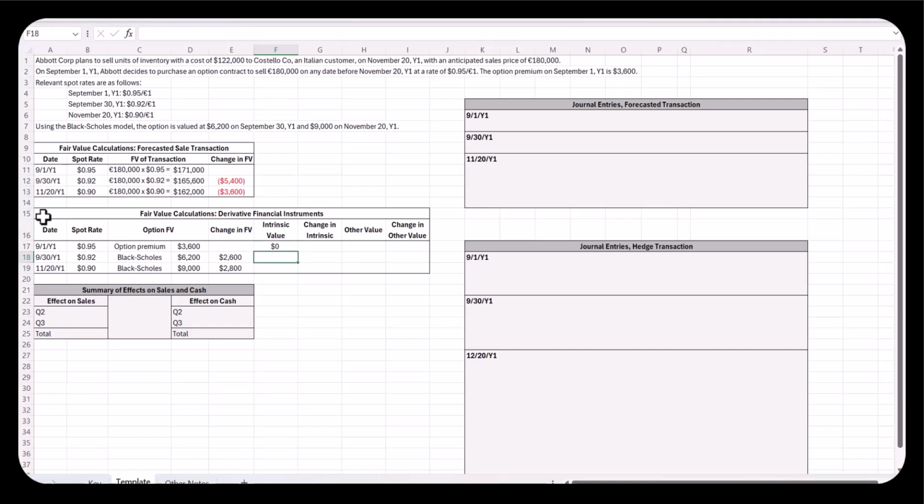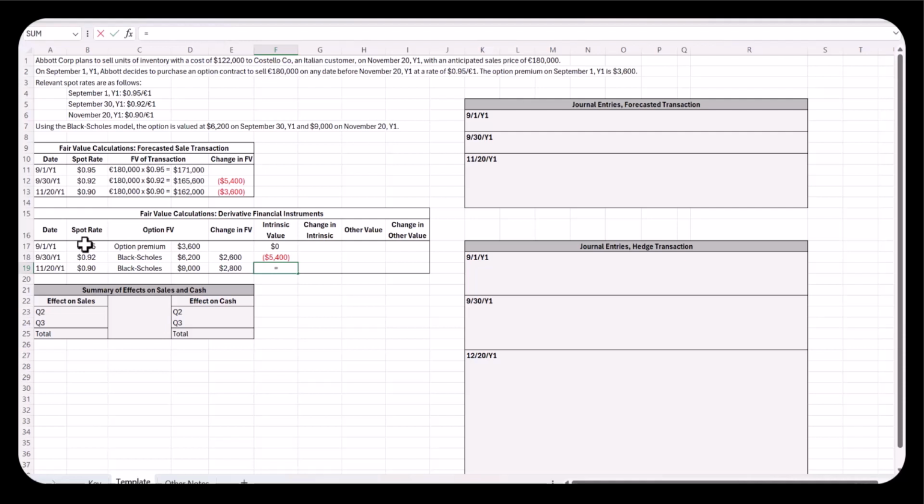However, 1 month passes, the spot rate changes from 95 to 92, and so our intrinsic value changes as well. To calculate that, we take a look at the change in the spot rate, which has gone down. So we take cell B18, 92 cents, minus 95 cents in B17, and multiply that by our transaction currency amount, 180,000 euros. That gives us an intrinsic value change of negative 5,400. The value of the option has gone up, but the spot rate has gone down, so that's why it's negative there.